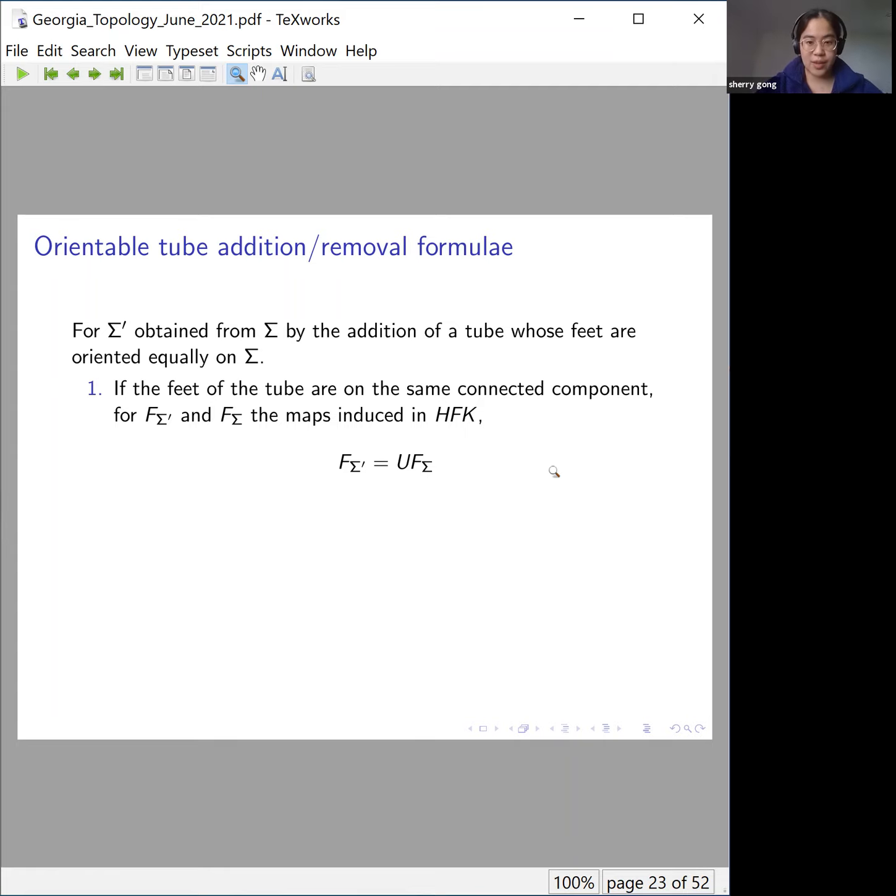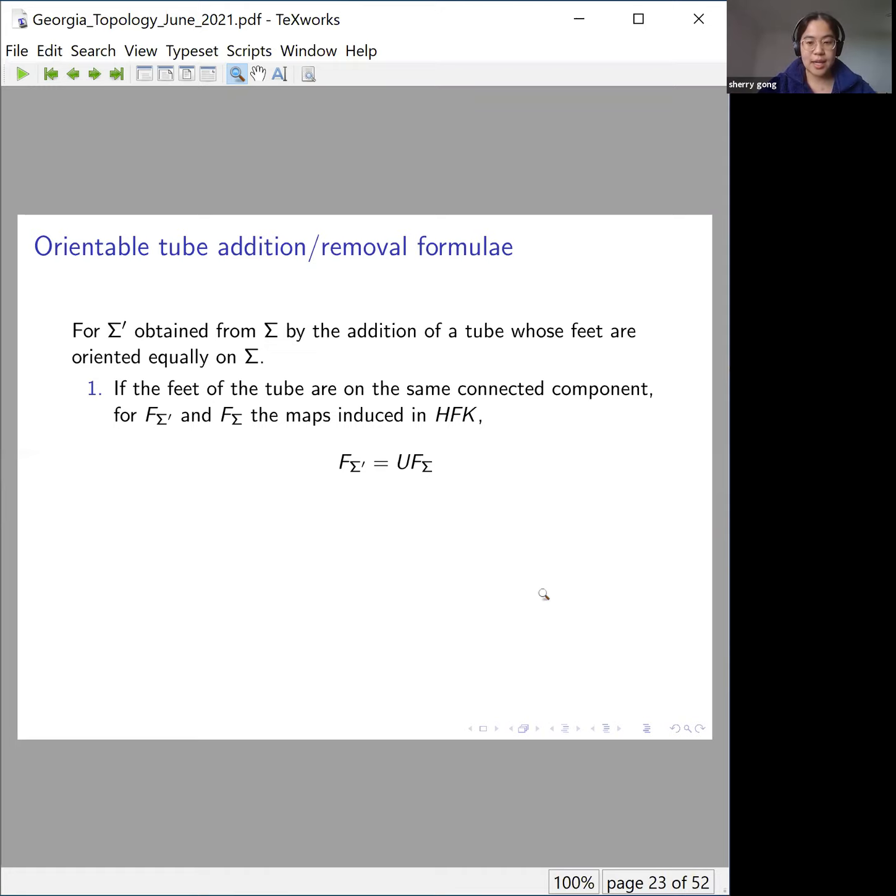Again, I'm just going to start with the orientable case. For knot Floer homology, if you have a cobordism sigma prime obtained from sigma by the addition of a tube whose feet are oriented equally on sigma, then the map induced by sigma prime is basically u times the map induced by sigma. So adding a tube just gives you an extra factor of u.